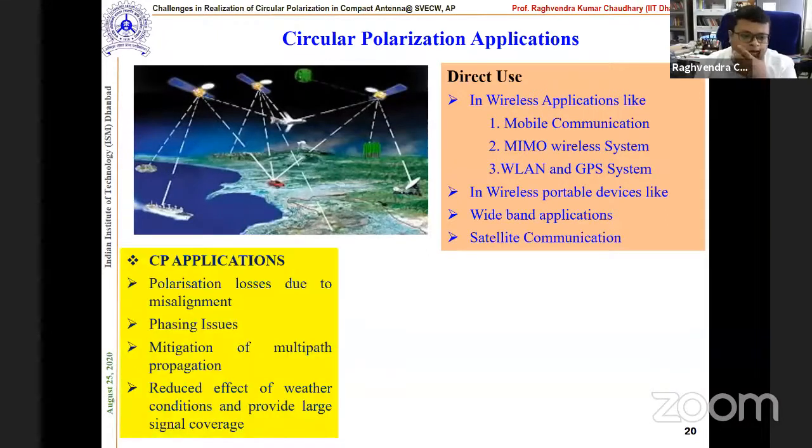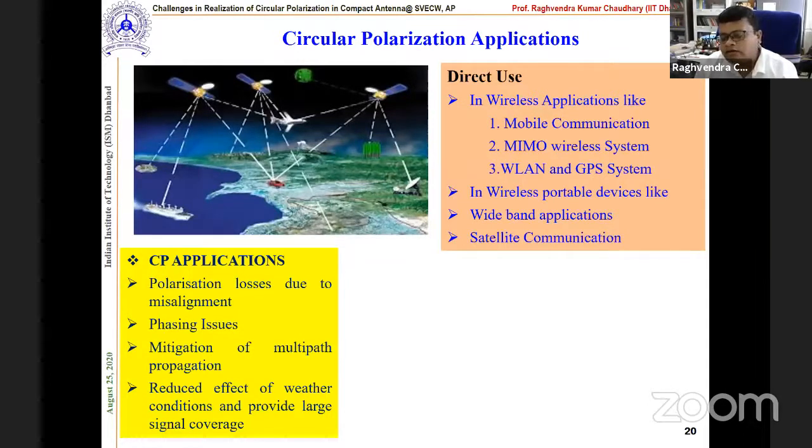Now, coming to CP applications, one is the polarization loss due to misalignment. This is one of the problems. If your antenna is vertically placed and the receiver is horizontally placed, or at some other angle, you might lose some of the information. And there are phasing issues as well. Then there is mitigation of multipath propagation. When we are in a real-time environment, like a city, we have buildings, trees, and all items. So when propagation happens, reflection and other things occur, and this creates a problem.